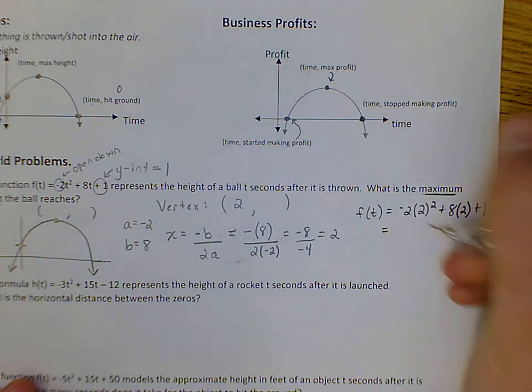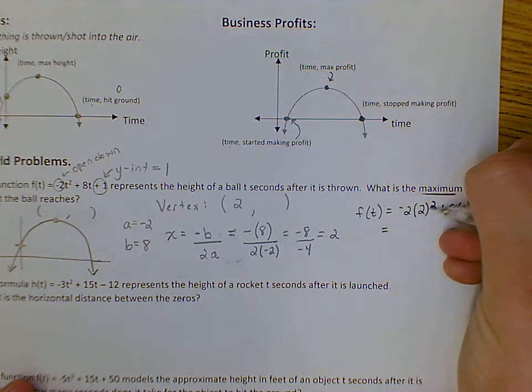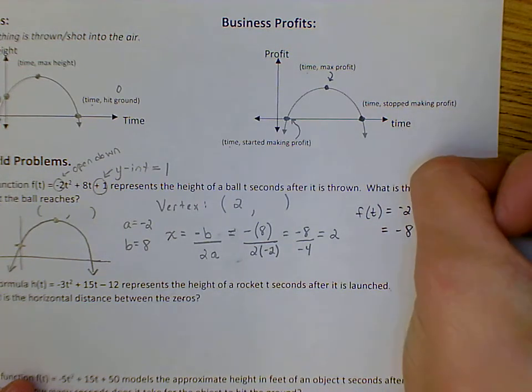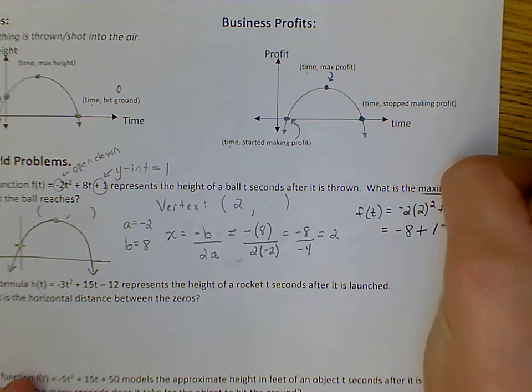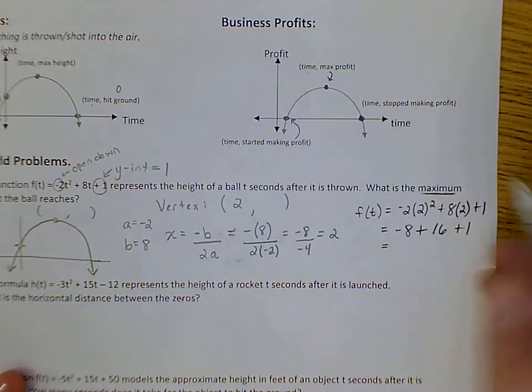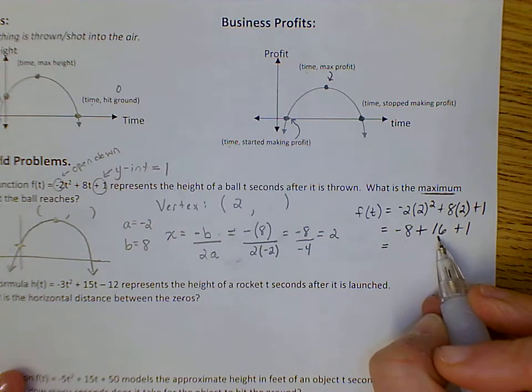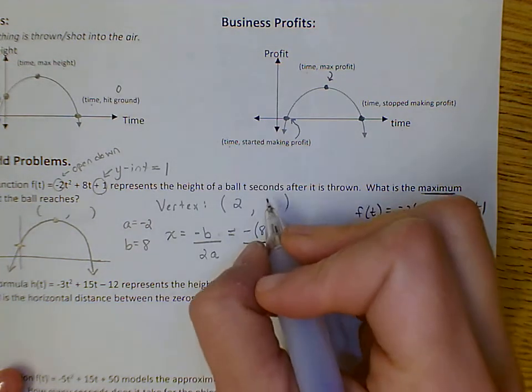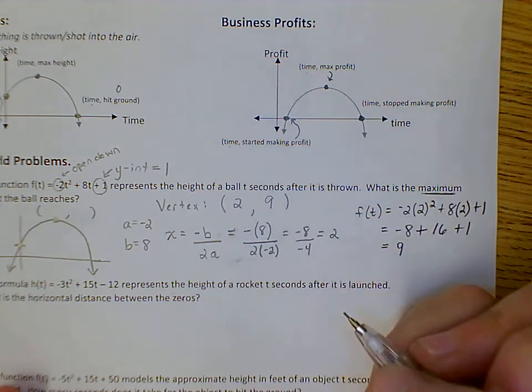So this ends up being 2 squared, which is 4, and 4 times negative 2 is negative 8. And then we add that to 8 times 2, which is 16. And then bring down my add 1, and then we just simplify from there. So negative 8 plus 16 is 8. So that'd be 8 plus 1, which is 9. So that is the y value of my coordinate.